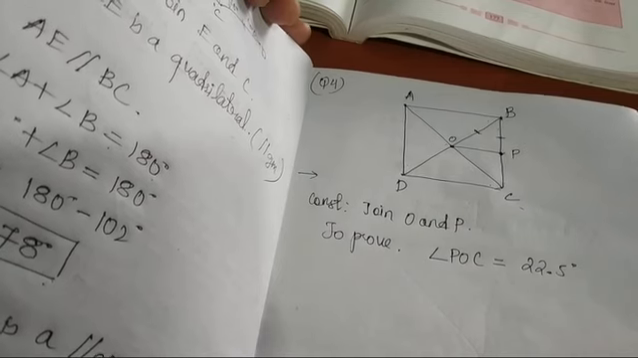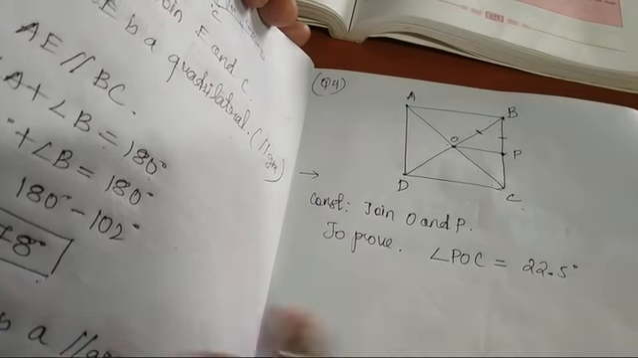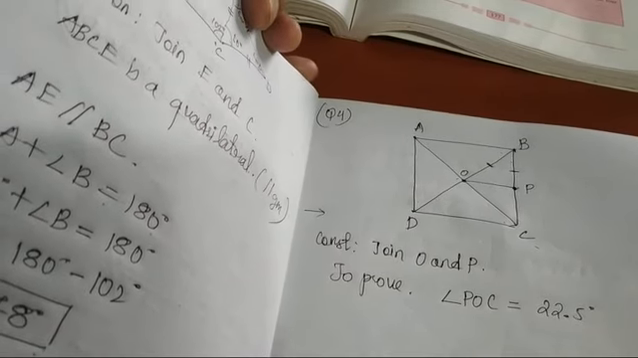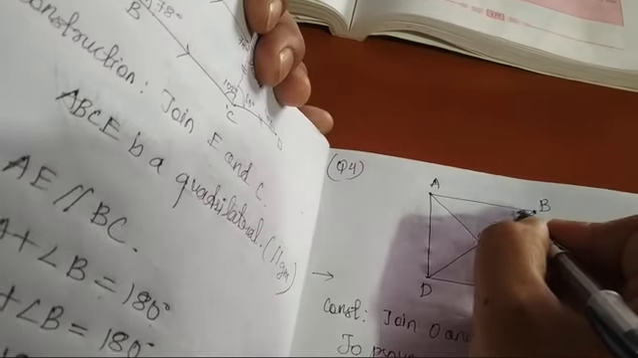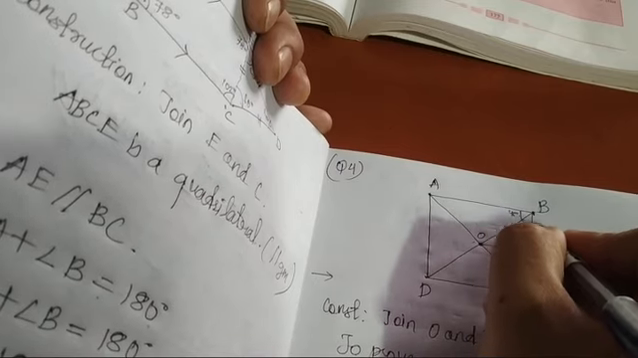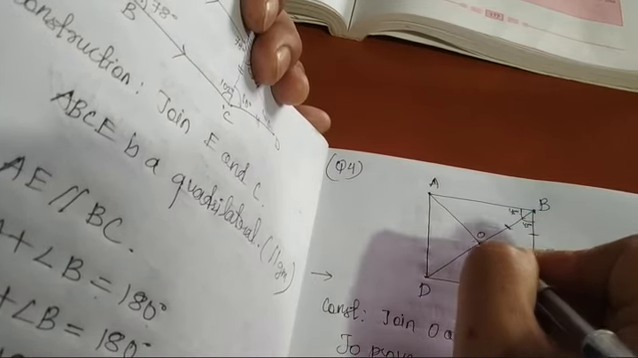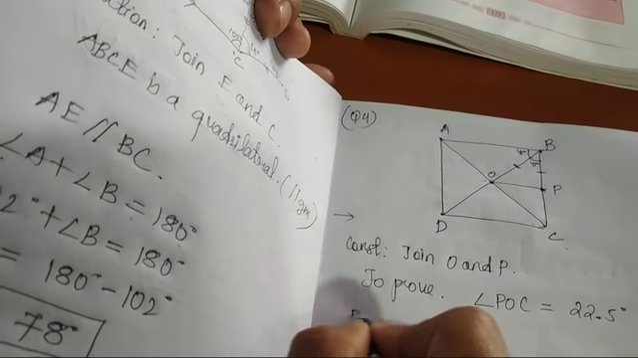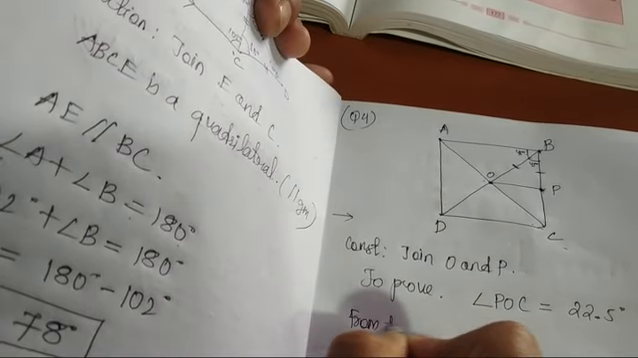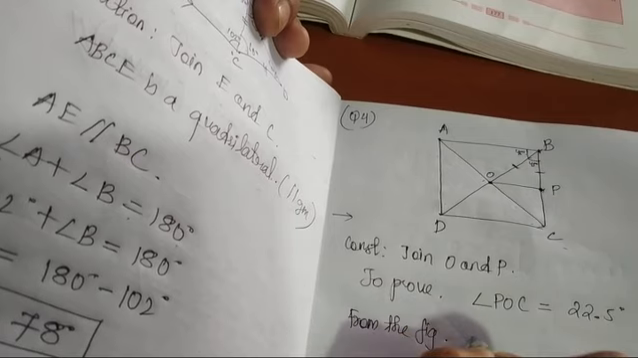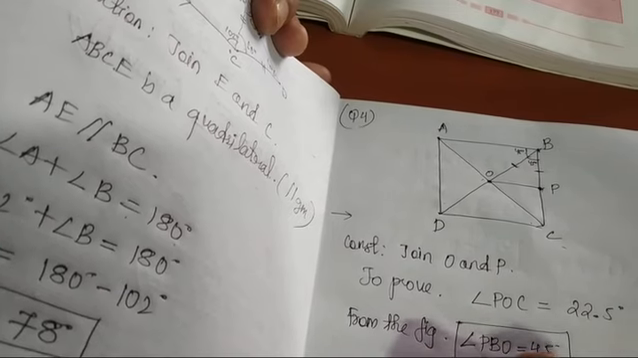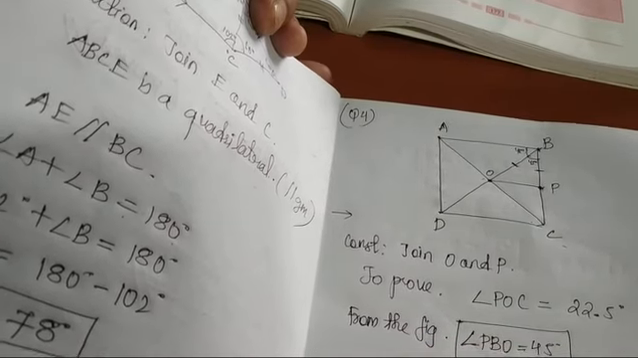Okay, so this is the first question that I have to do, number 1. Now how will we start? One thing is clear out here: this angle is 45 and this angle is also 45 degree. Okay, from the figure, angle PBO is equal to 45 degree. Everyone knows this is true in the case of a square.